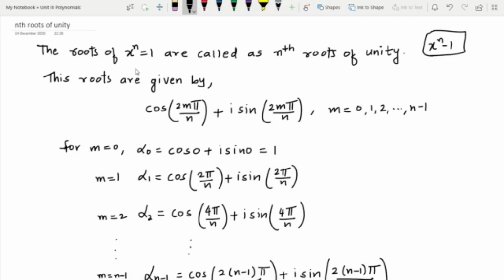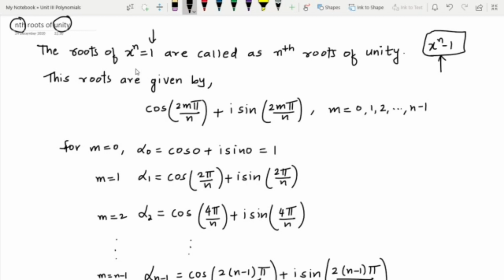You can observe that the degree of this polynomial is n, so how many roots are we going to have? We are going to have exactly n complex roots, and therefore it is called nth roots of unity. Now nth comes from where? Since the polynomial is of degree n. And unity comes from where? Since we are finding nth roots of unity, unity stands for 1. So the name of the topic is nth roots of unity.